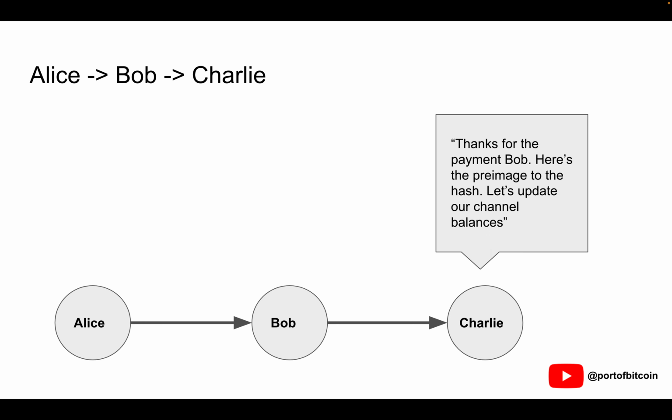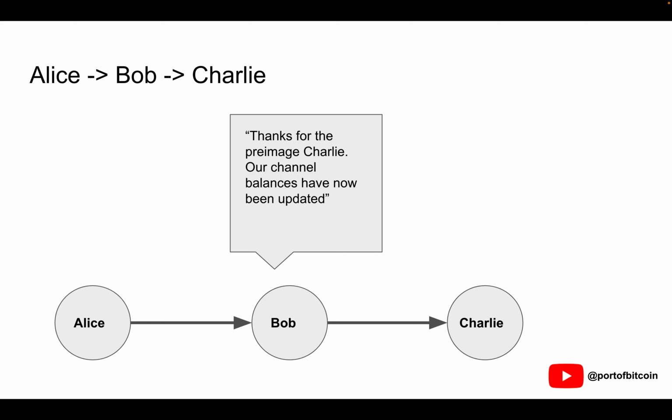Charlie's Lightning node says, thanks for the payment, Bob. Here's the pre-image to the hash that I gave Alice as part of the invoice. Let's update our channel balances. Bob says, thanks for the pre-image, Charlie. Our channel balances have now been updated.